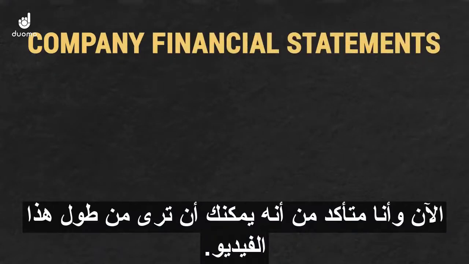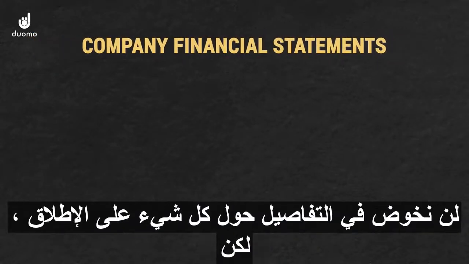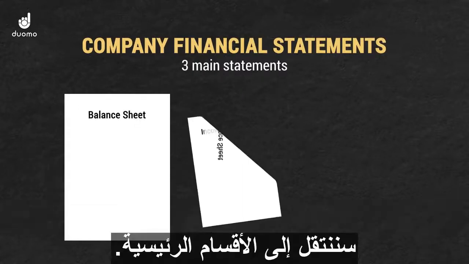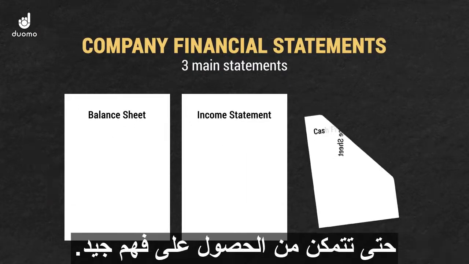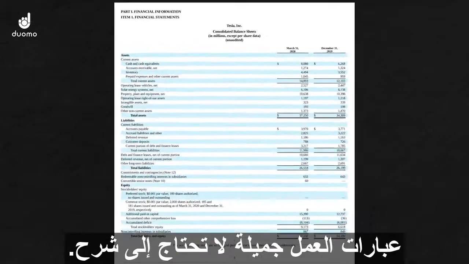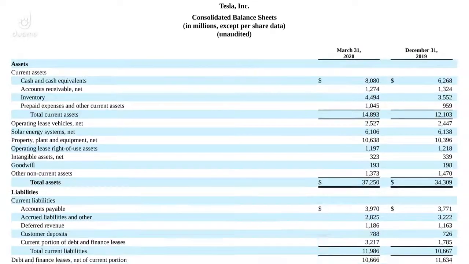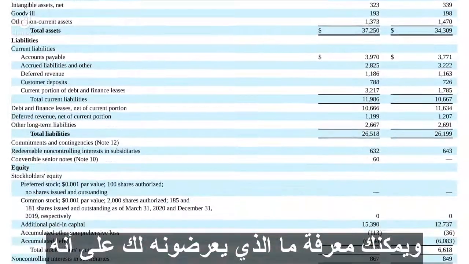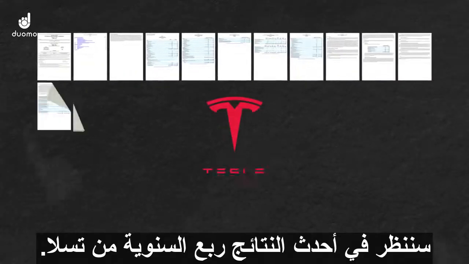Now, as I'm sure you can see from the length of this video, we're not going to go into detail about absolutely everything, but we're just going to go through the main sections so you can get a good understanding. And in any case, most of the items, once you understand how these statements work, are pretty self-explanatory. They're actually labeled and you can figure out what it is that they're showing you. As an example for this video, we'll be looking at the latest quarterly results from Tesla.